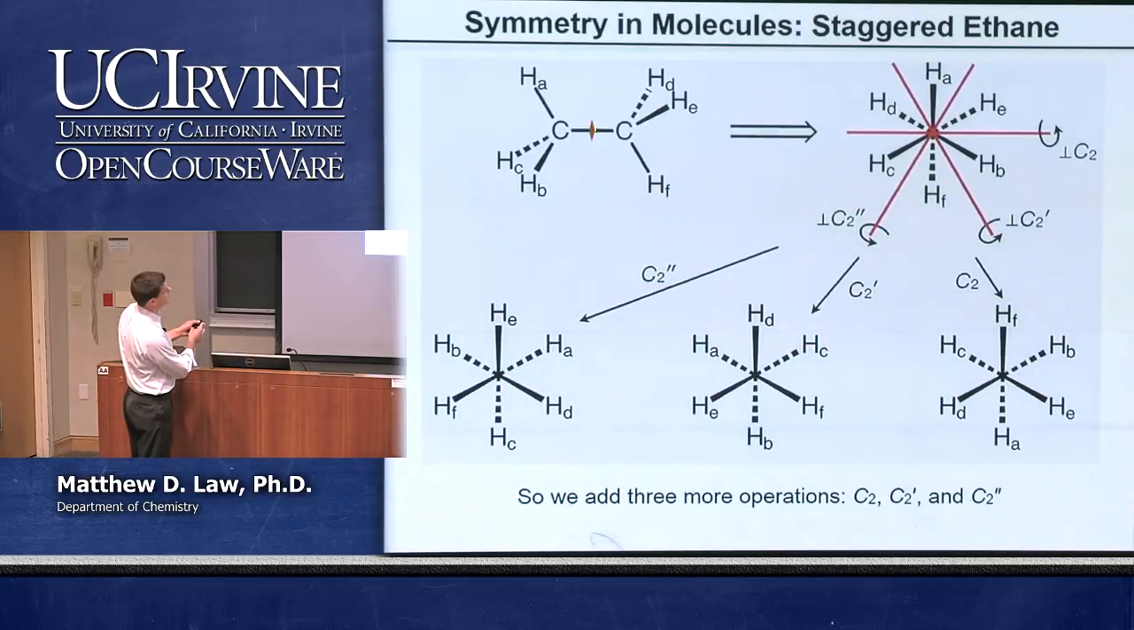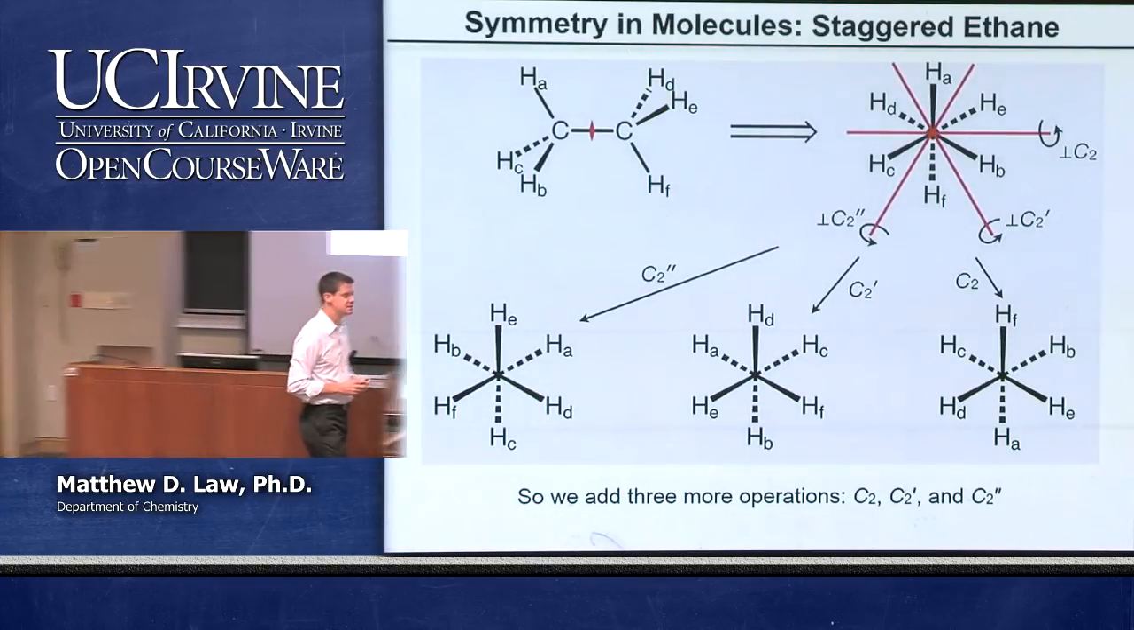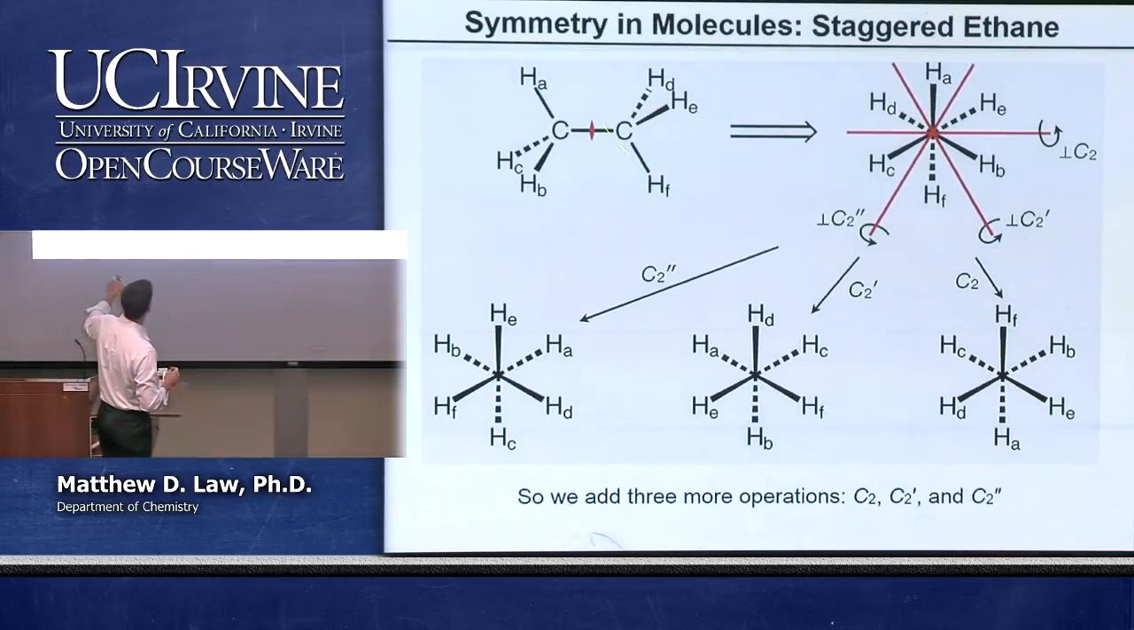So here's an axis coming out of the board that's a C2. If we rotate 180 degrees around this axis, HA goes to HF, right? HB goes to HE, and HC goes to HD. So that is a good symmetry operation, a C2 perpendicular to this plane right here.